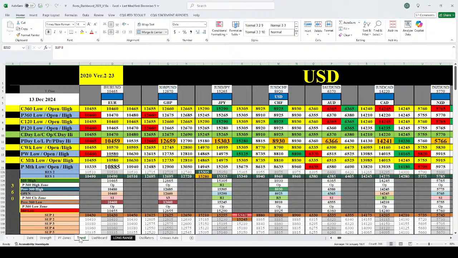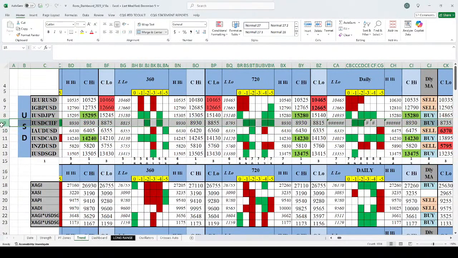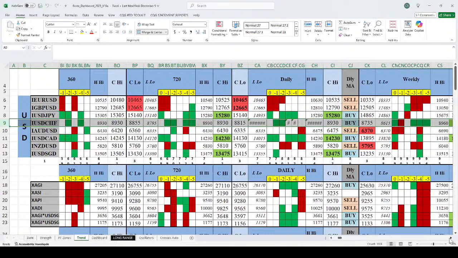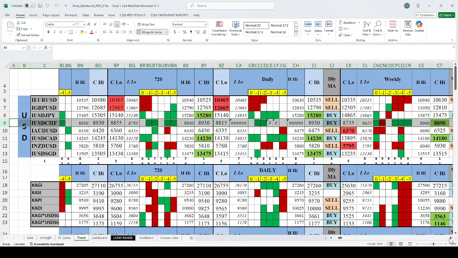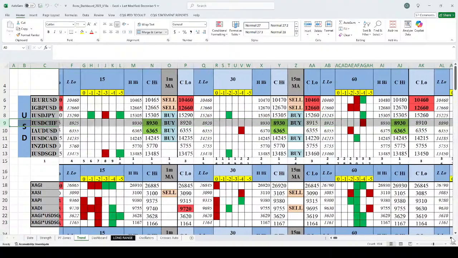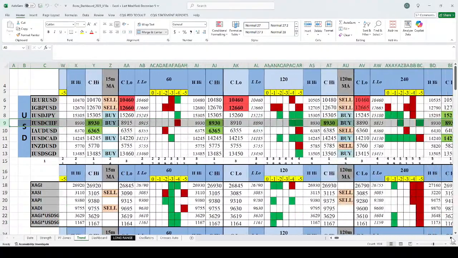Okay, now next let's move on to dollar Swiss. We look at your 360 flat with an upside bias, 720 flat with an upside bias, daily flat with an upside bias, then weekly is in an uptrend. Which means to say that price is expected to move higher. Okay, let me put that back on.